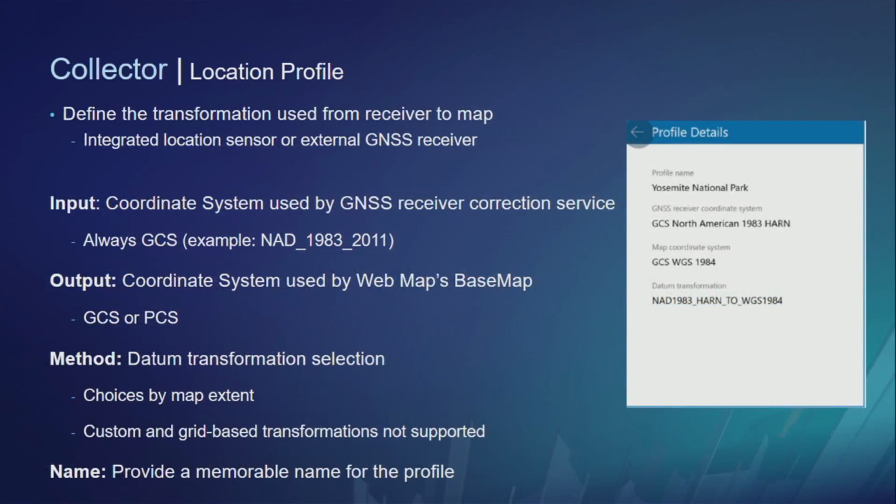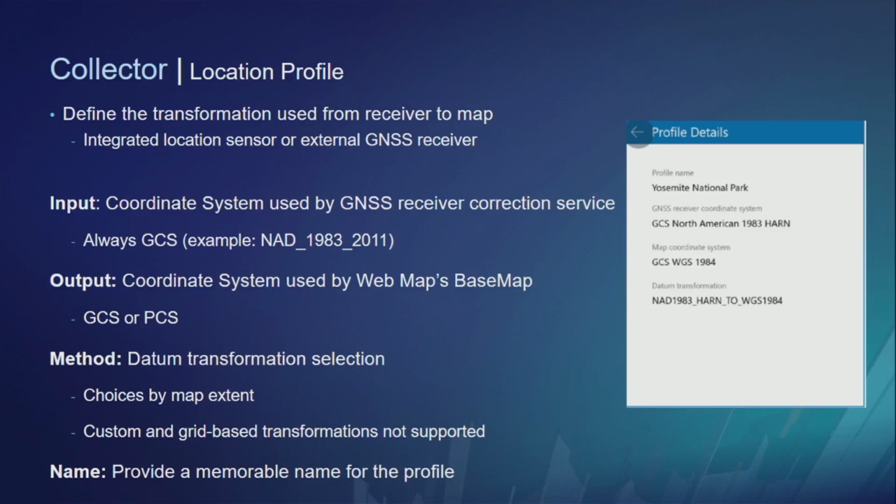So with the location profile, again, very important step. If you're using different datums, it's really just about if you're making that transformation between those multiple datums. This is where you configure between your receiver datum, and, well, actually I should say your correction service datum, because all receivers provide locations in WGS84. So it's not the receiver that you're looking at, it's the service you're looking at. And then your map coordinate system.